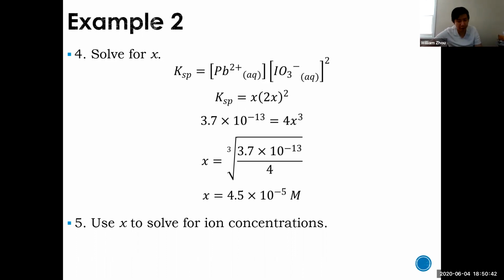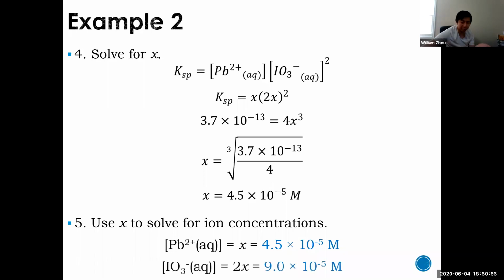X is the change in concentration, but also x is the concentration of lead because it only has one x. So that is literally the same thing. For the iodate, you just need to double that. And so that becomes 9.0 times 10 to the negative 5. If you get these two, you're done. That's all the question wants, the concentration at saturation of those two ions.